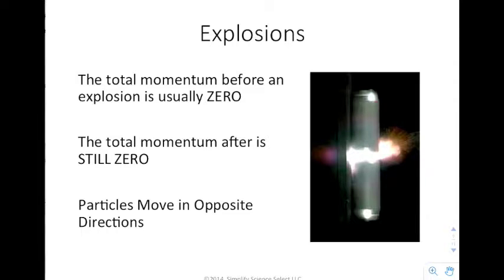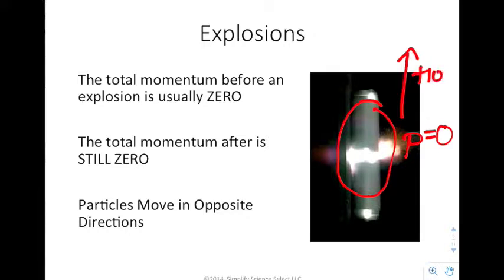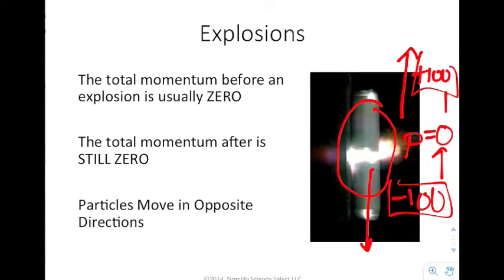Now an explosion is a situation in which generally the total momentum before is zero. So you usually have some sort of stationary object, and so you have a momentum of zero because the velocity is zero. Then what you do is you explode, and you're giving one thing a positive momentum, say plus 100, and then you have something else moving in the opposite direction. Remember, because momentum is a vector, it's important to know what the direction is, because if this is a positive 100, this is a minus 100, and it would add up to that original value of 0.